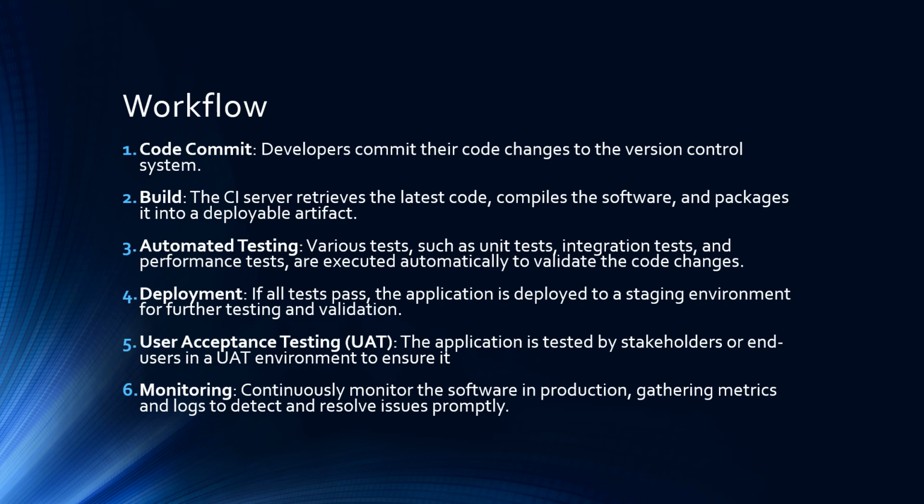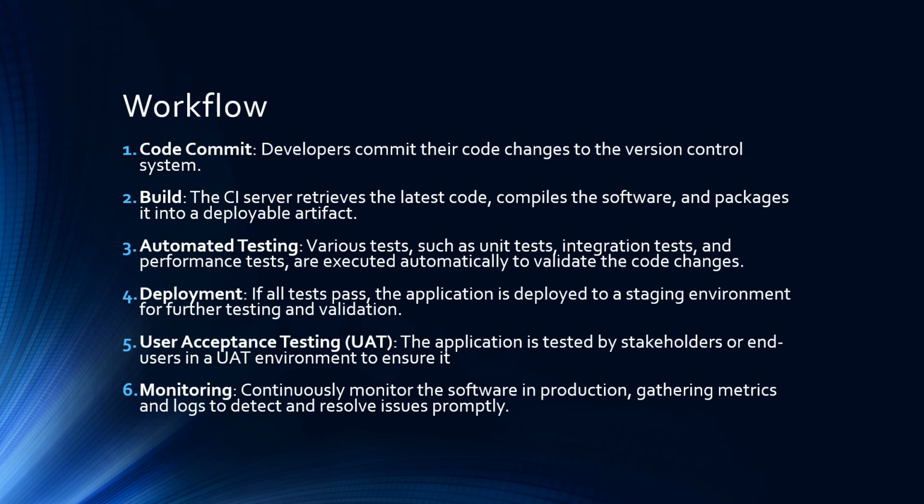The deployment stage is where your code moves to staging environments. This should be automated and identical to production deployments. Many teams use infrastructure as code tools like Terraform here to ensure environment consistency. User acceptance testing, UAT, is your last line of defense before production.